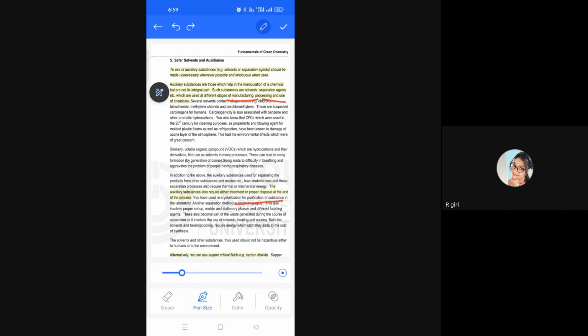The auxiliary substances also require their treatment or proper disposal at the end of the reaction or the process. At the end, the regeneration of solvent should be adopted. That means solvent should be regenerated by different types of evaporators or rotary machines available in the laboratory so that you can collect the used solvent once again. Alternatively, we can use supercritical fluid or carbon dioxide. Why is it called supercritical fluid? I am telling you.